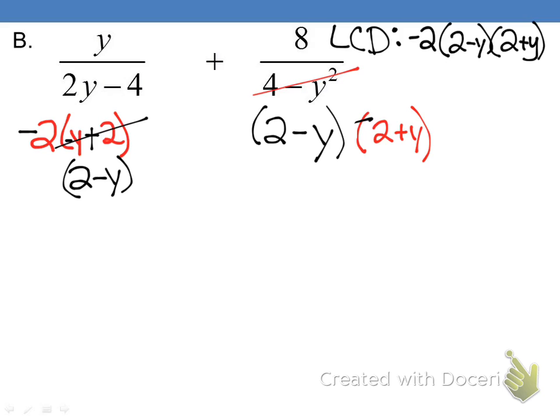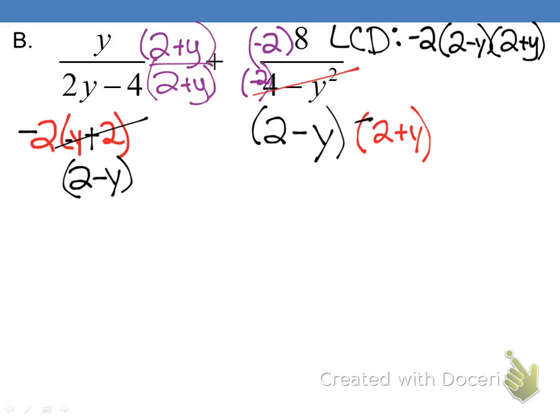Everybody with me? Okay. So up front, what is our denominator missing? It has the -2. It has the 2 minus y. What's it missing? 2 plus y. 2 plus y over 2 plus y. Good. In the back, what is it missing? The -2. So I'm going to multiply this one by -2 over -2.